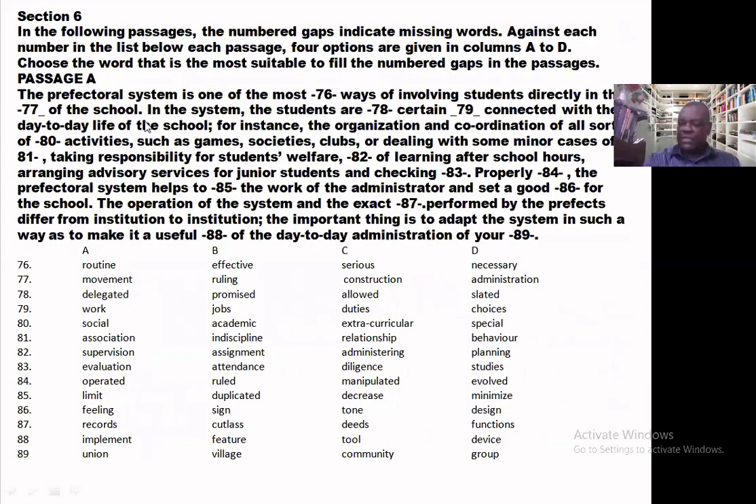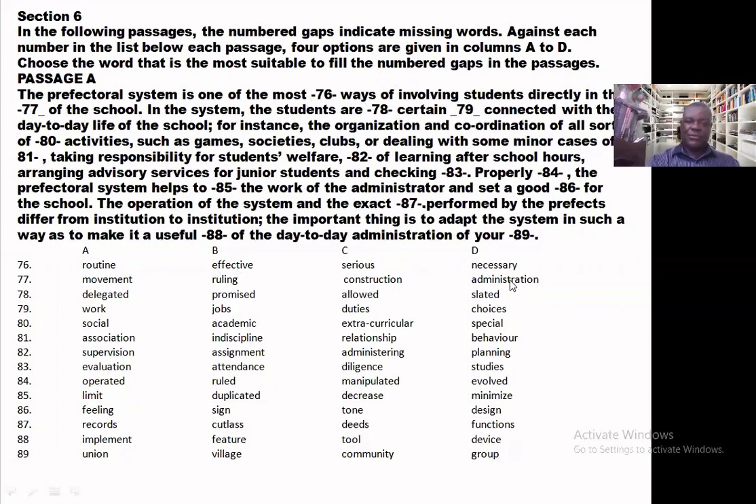Now, section 6, which is actually the last one. In the following passages, the numbered gaps indicate missing words. Against each, 4 options are given. Let's look at this. The prefectorial system is one of the most effective ways of involving students directly in the dash of the school. Okay, effective B, that's correct.